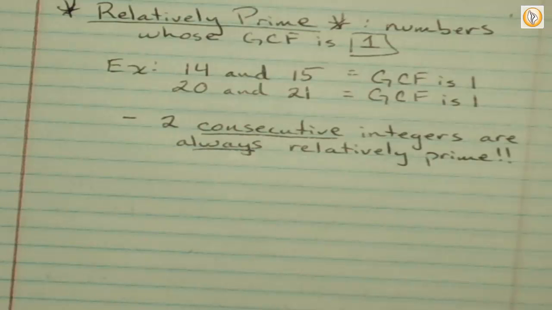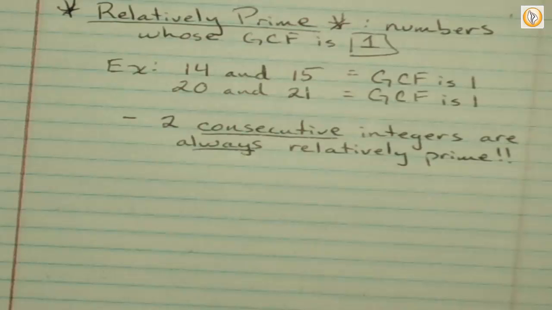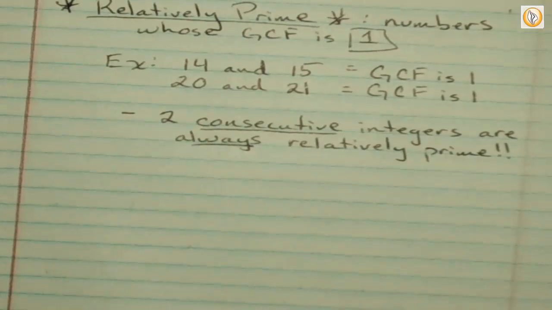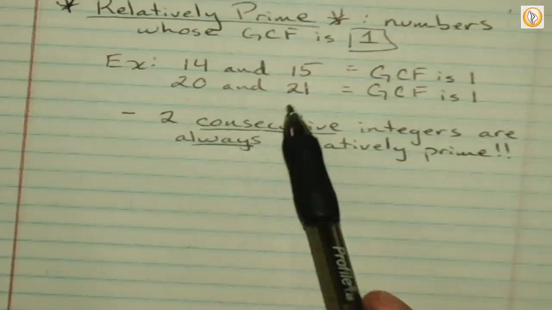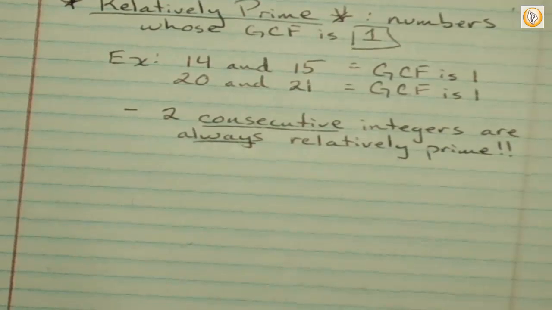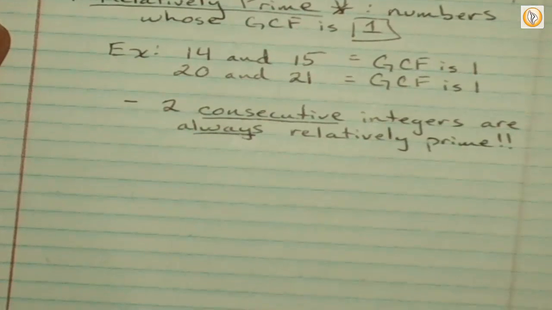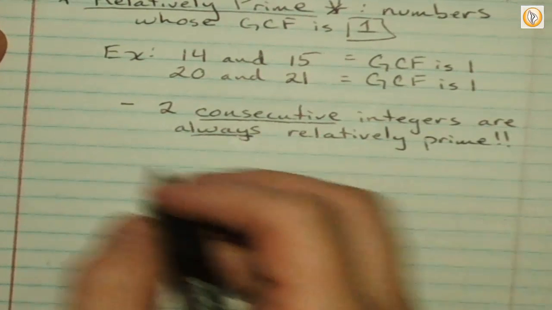What does consecutive mean again? So I can write it, one right after the other. Say 14 and 15, 20, 21, 16 and 17, 30, 31, 43 and 44. You know, one right after the other. Does that make sense? Yes. Okay. All right.